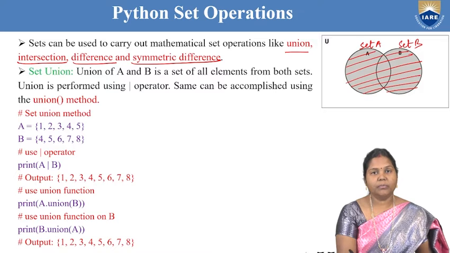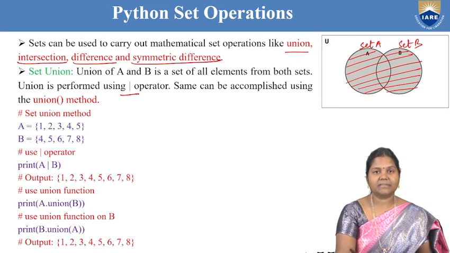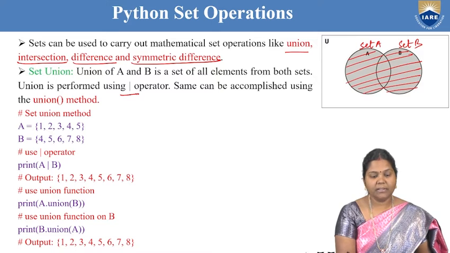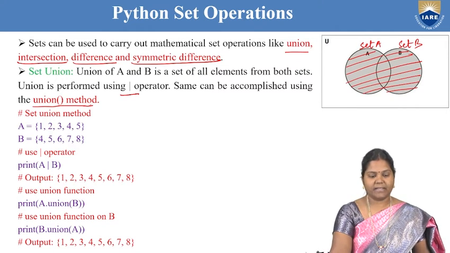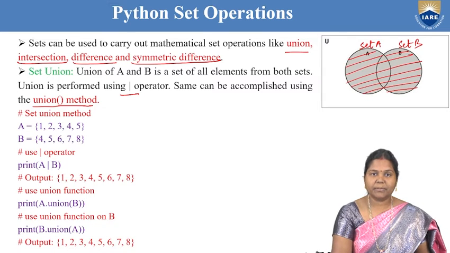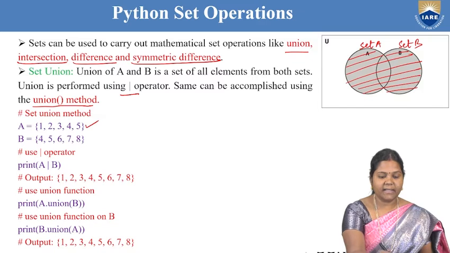Now, how will you accomplish this? Union is performed using the union operator. Otherwise, there is also a union method available in set. Let us see some examples of how to do the union of two sets. Now, let us take set A and set B.